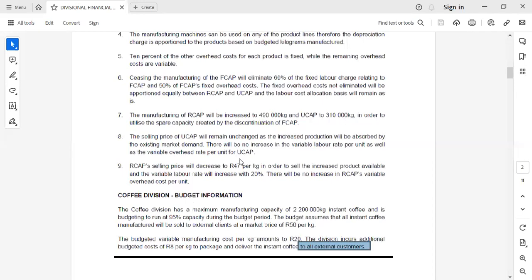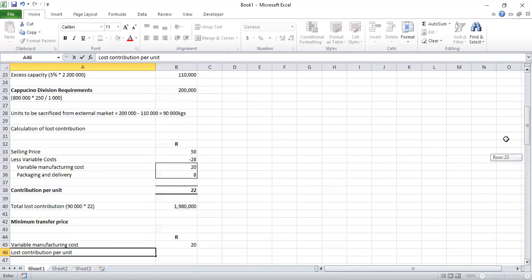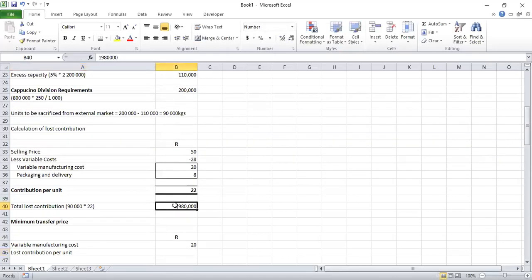Then you also add your lost contribution per unit. That was the reason for all the calculations above, so that we could determine the lost contribution per unit. The total lost contribution is 1,980,000, and we'll be supplying 200,000. So we allocate that 1,980,000 over the 200,000. Why? We can't have a separate price for the 110,000 and a separate price for the 90,000. All of them have to have the same price. So whatever lost contribution we calculated, when we're charging our fellow sister company, we allocate and spread it over all the units that they want.